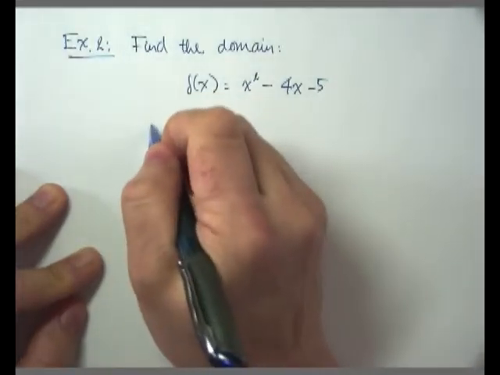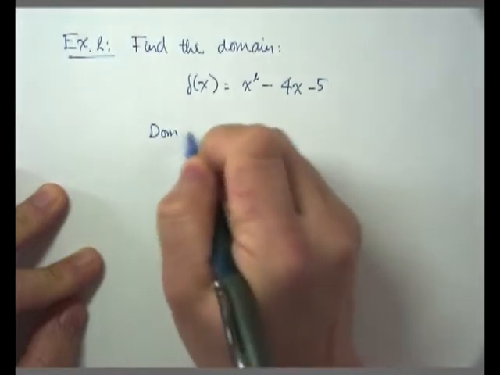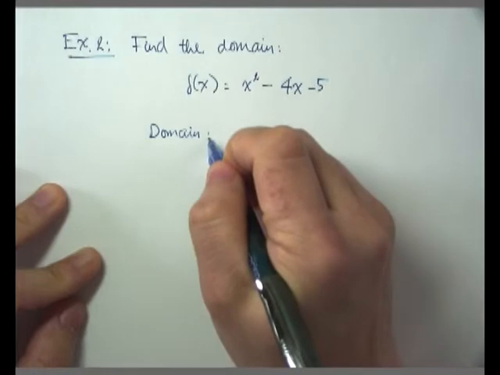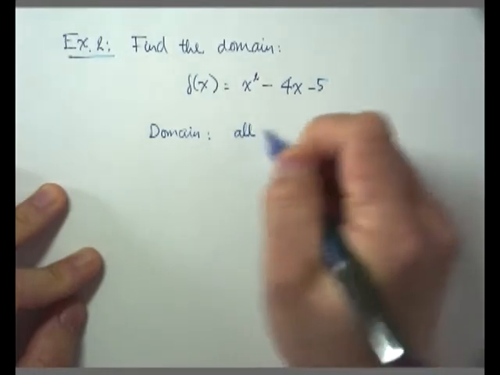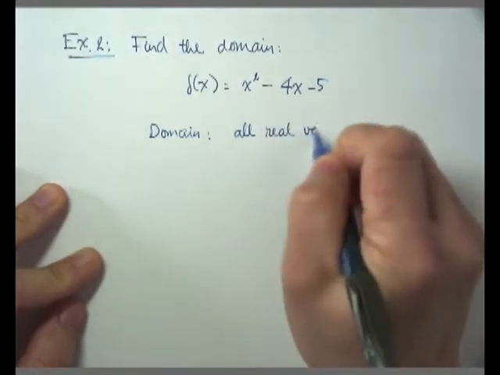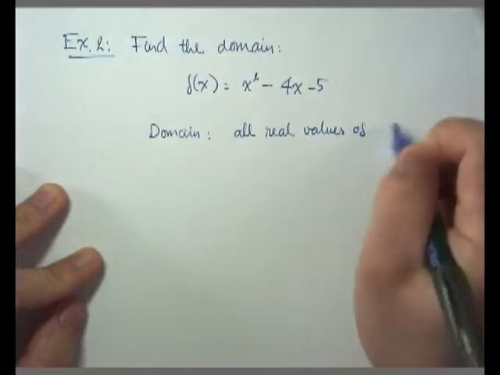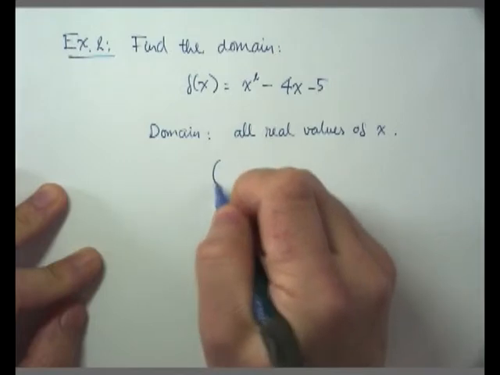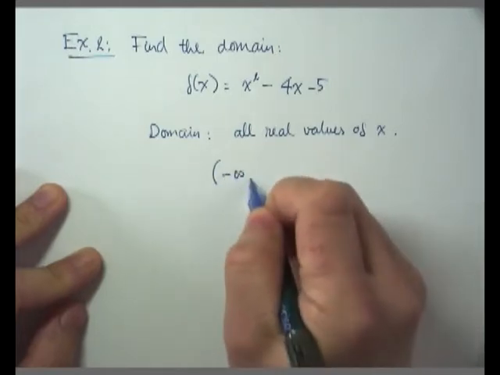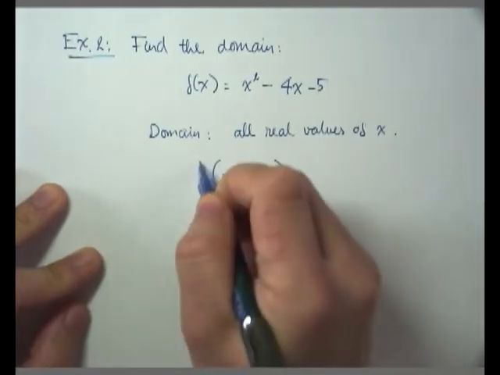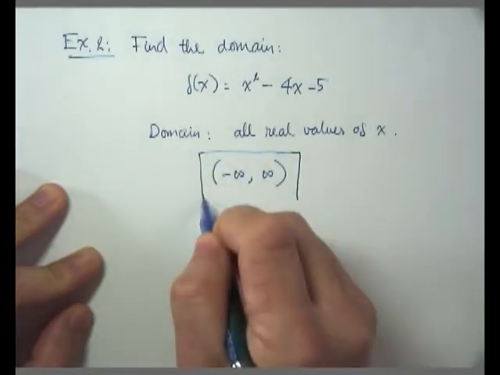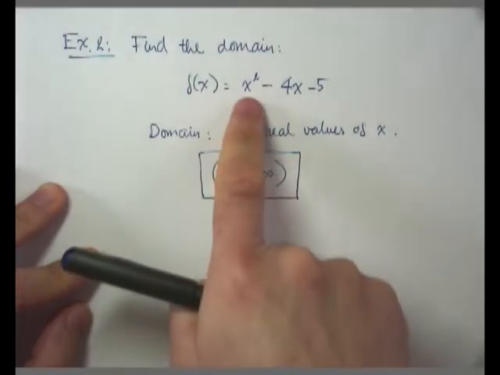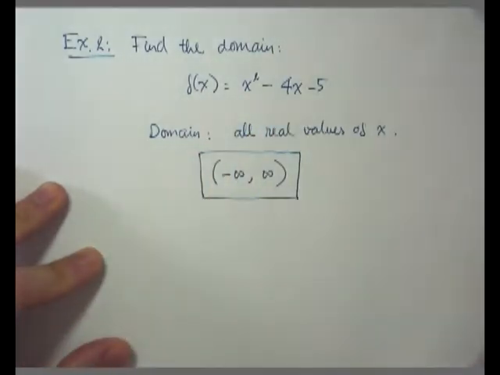That also means that this function can take any value of x for input. Or in other words, you can say that the domain is all real values of x. And then expressing the domain in interval notation, it's from negative infinity to positive infinity. And that's how we find the domain for this function, x squared minus 4x minus 5.